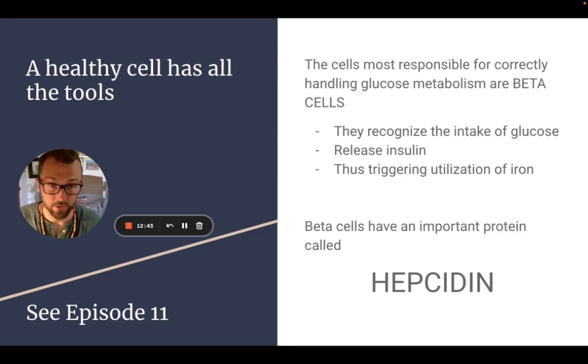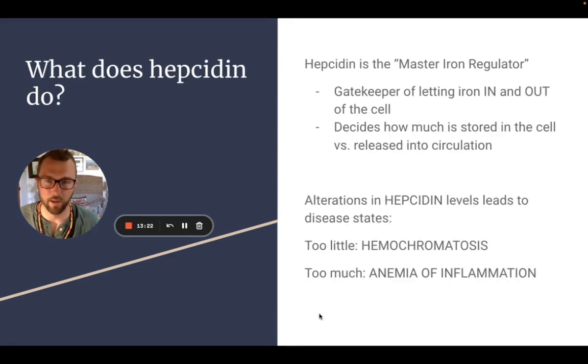So beta cells recognize the intake of glucose. They release insulin. That, through a series of messengers, lets iron get mobilized so that it can be used. Now, that connection to iron gives beta cells the right to use a very special tool called hepcidin. Okay? If you want to know more about hepcidin, go back to episode 11 to learn more about iron homeostasis in a healthy body. So we're talking a little bit about it here too.